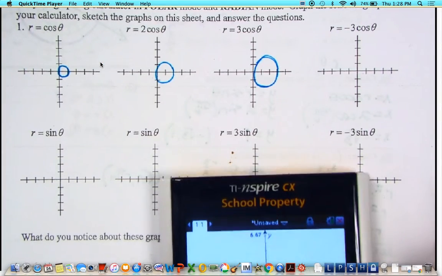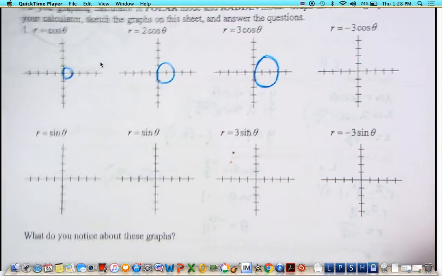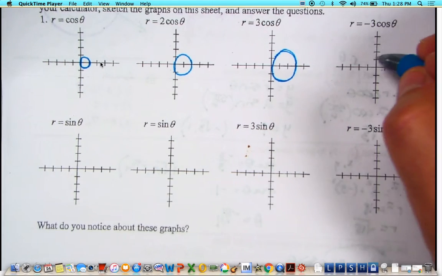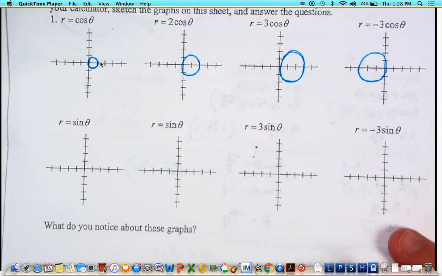All right, so what do you remember about negative 3 cosine theta? It flips over. What's its diameter going to be? 3.